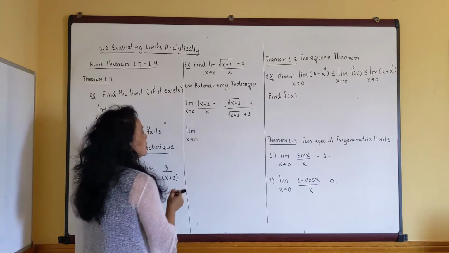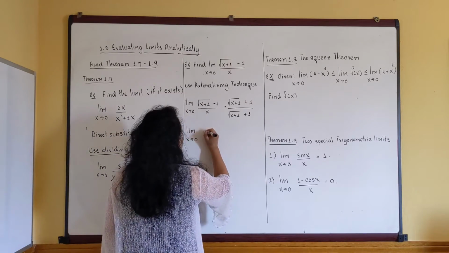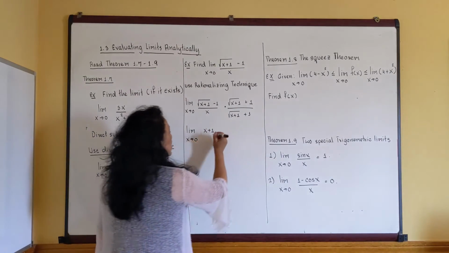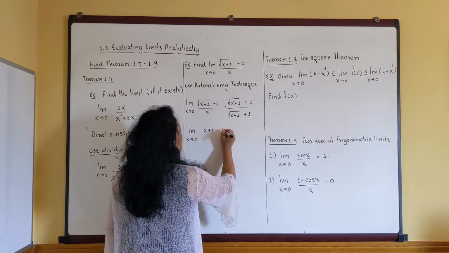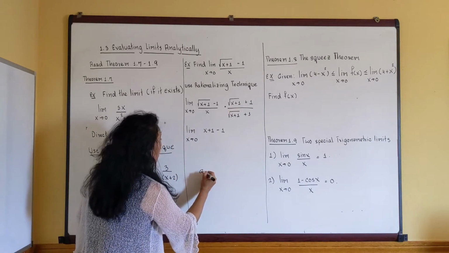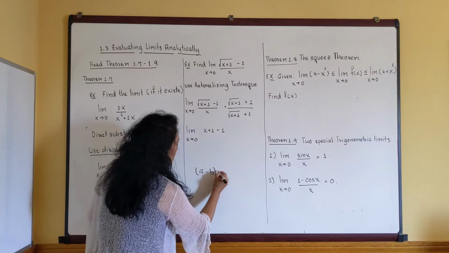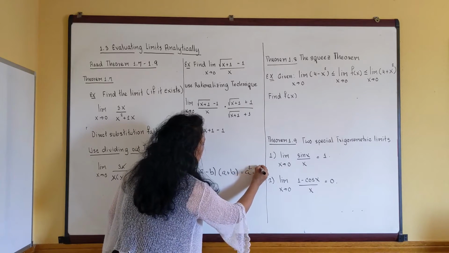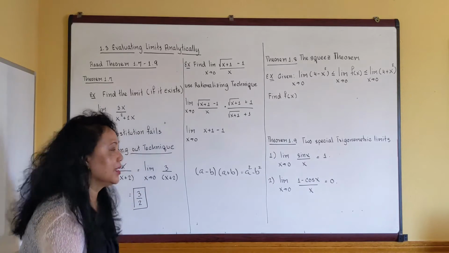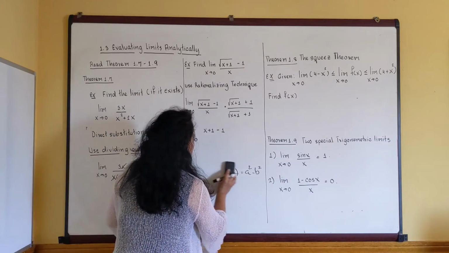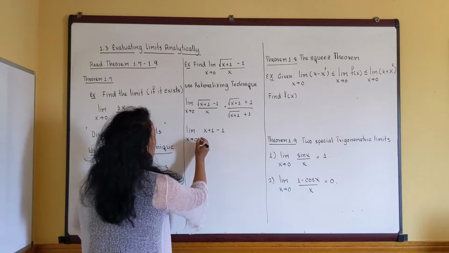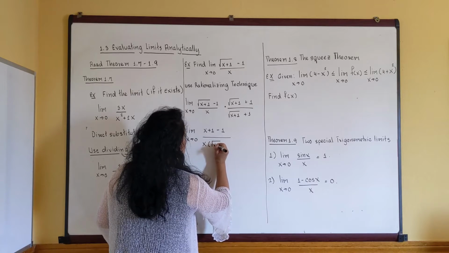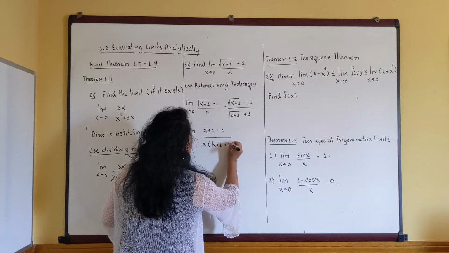So in the numerator, I'm going to have the first term squared, which is x plus 1. If you square this square root, you just have x plus 1, minus the second term squared, which is 1. I'm using the formula a minus b times a plus b equals a squared minus b squared. That's called difference of squares, right? So that's what I'm going to get in the numerator. Now the denominator, I'm going to have x times square root of x plus 1 plus 1.